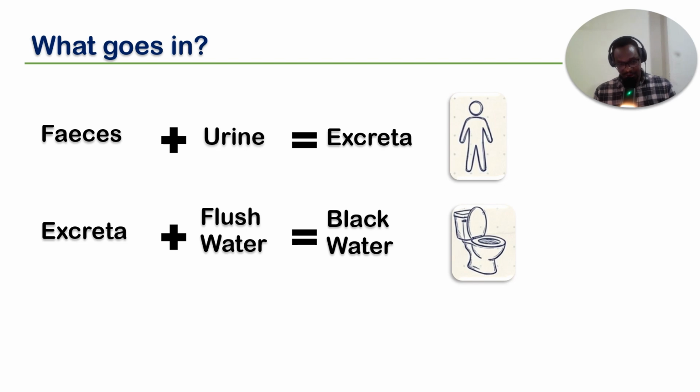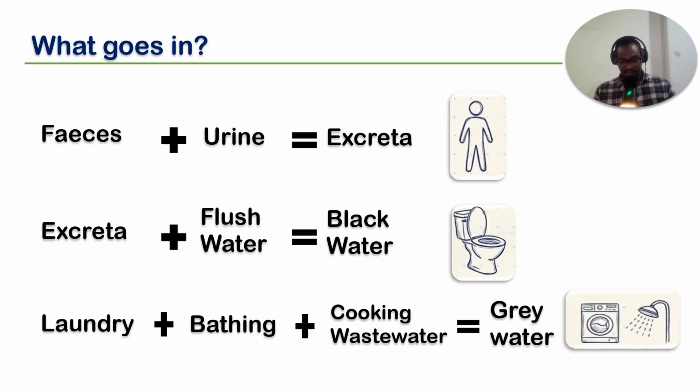Then if you combine excreta with flush water, you get black water. So when you're sitting in the flushing toilet and then you do the urine, feces, and then add that flush water, the end result is the product that comes out is what we call black water. The other part is now if you combine your bathing water, laundry from washing clothing with what is coming out of the kitchen, the result here is gray water.